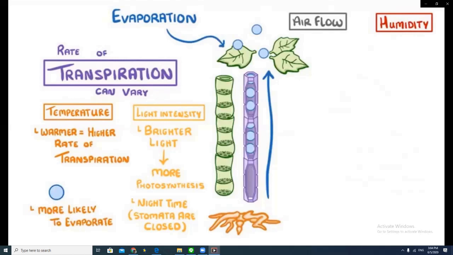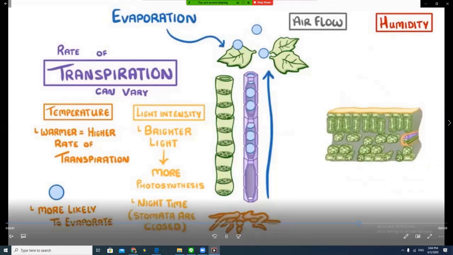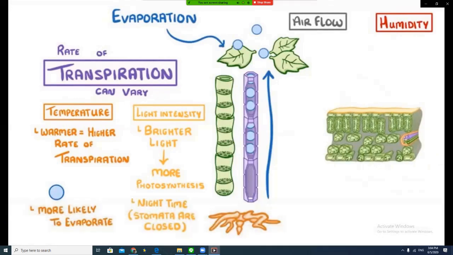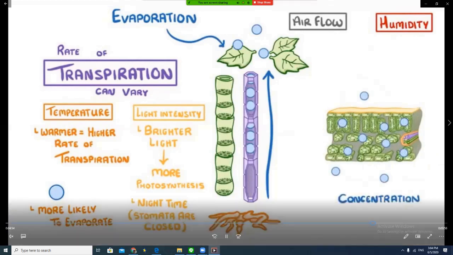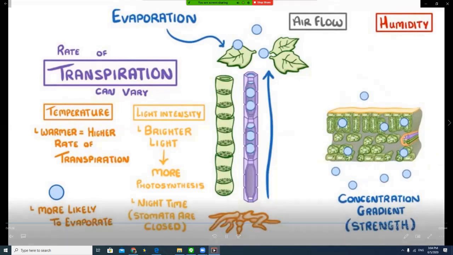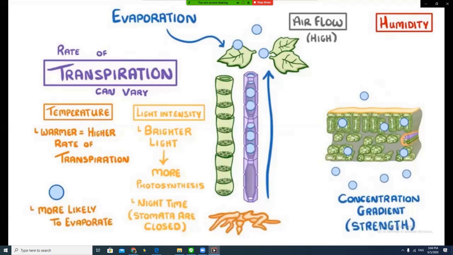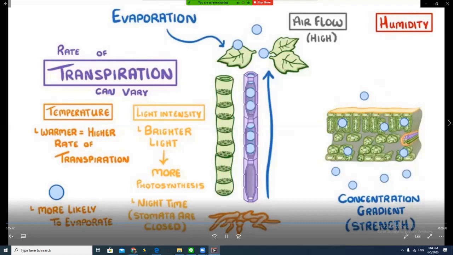Airflow. How about the airflow? Let's wait for the molecules to come out. If there's a lot of air passing, these spaces are where the air can pass out. So these are considered the concentration gradient. So that means the higher the airflow, the faster the rate of transpiration. Higher airflow, the rate of transpiration is also increasing.